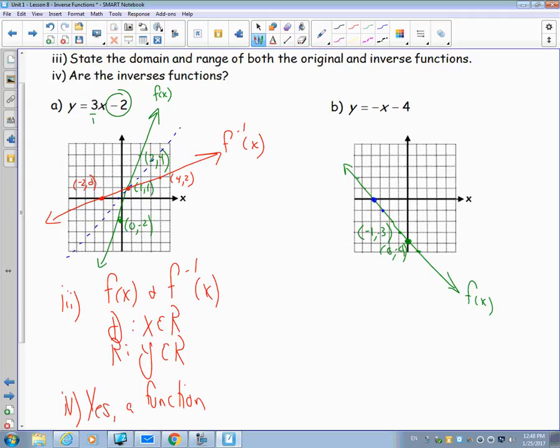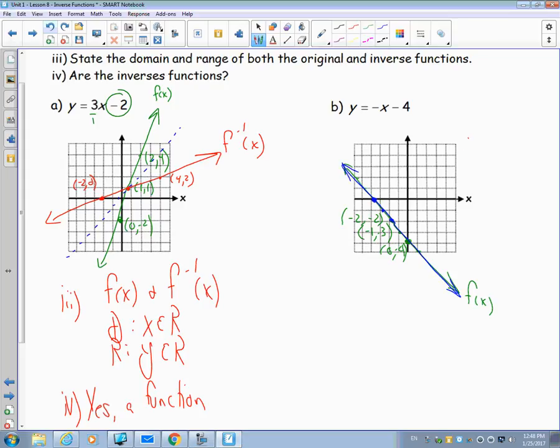Interesting. Just to make sure, let's try another point. -2 and -2 is that point right there, right? Where's -2? It's the same point. So when I draw the inverse, ooh, sorry, I missed. When I draw the inverse for this one, what do I notice about these two lines? In this case, they're actually the same line.